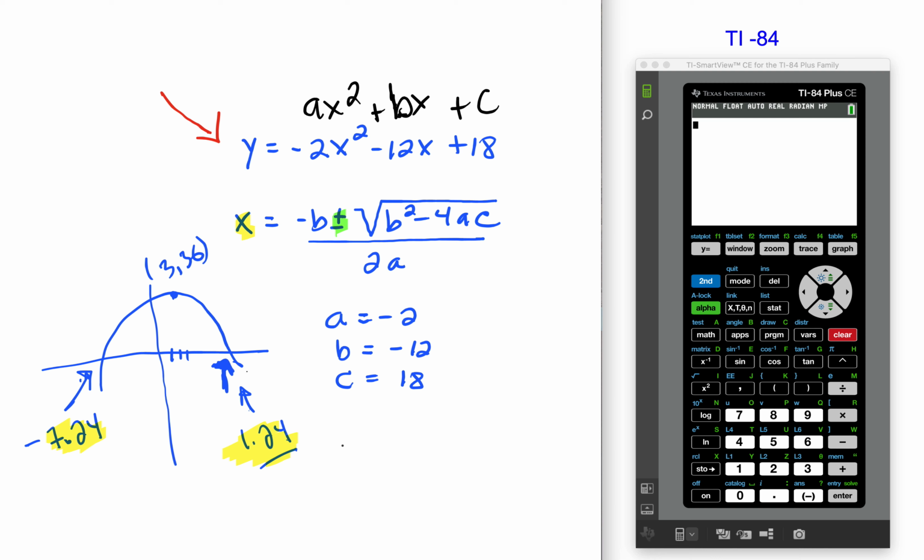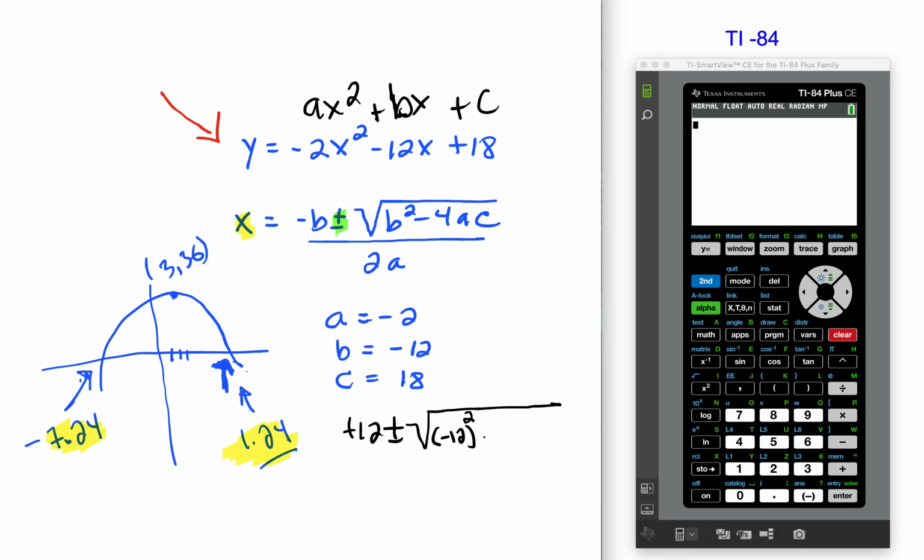So negative b is positive 12, right? It's the opposite of -12. So positive 12 plus or minus the square root of b squared. And I'll just put it as negative, but you don't actually have to put the negative in there because you're going to square it, so it'll be positive anyway.